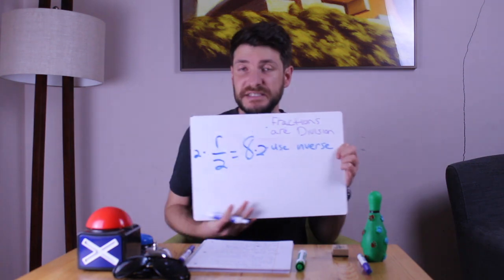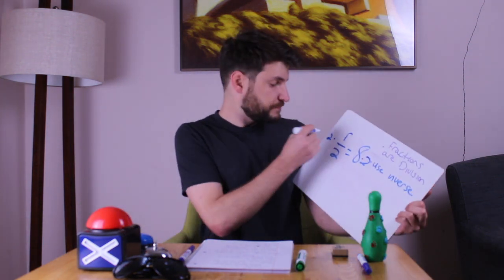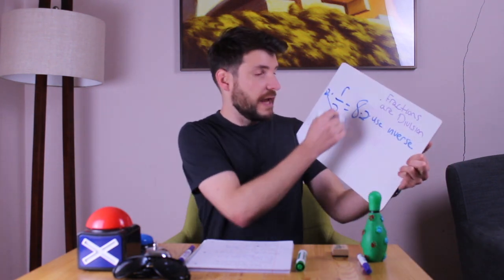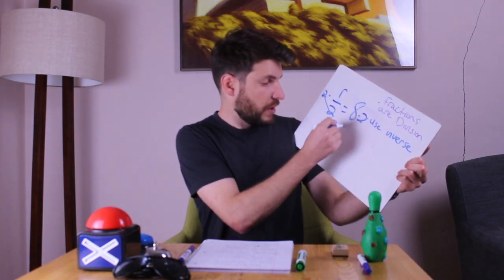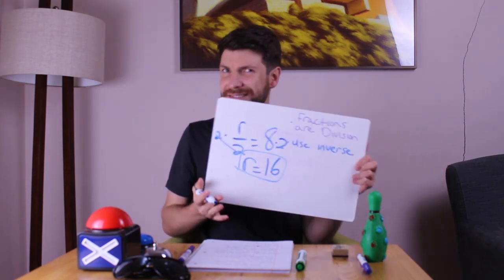We multiplied both sides by 2 because we follow the golden rule. We multiply both sides by 2. This cancels out. 8 times 2 is 16. R equals 16. Now, why does that work?